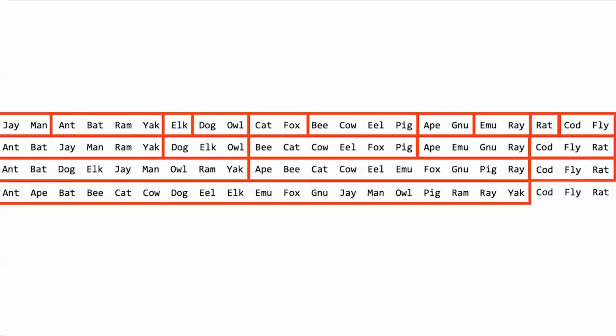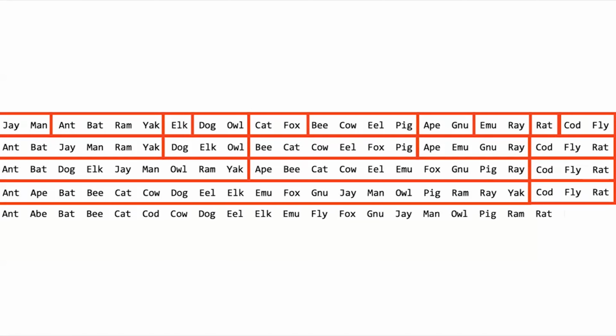And so this round is going to be ant through yak, and then cod through rat. And let's see here, it's going to go ant, ape, bat, bee, cow, and then cod, and then dog, and so on. And now I'm finished. I have a sorted list.